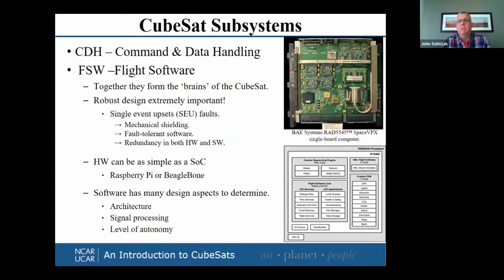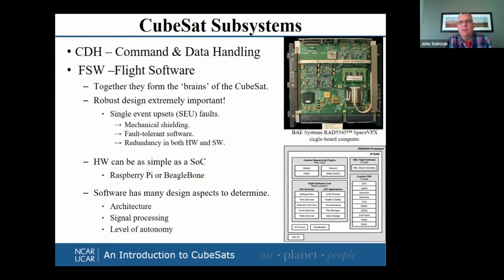As for the hardware, in the upper right I show a BAE Systems RAD hardened flight computer, which is 10 centimeters on edge, so it'll fit into a 3U. That flight computer probably runs several $1,000s. It's very expensive. At the university and high school level, the hardware for command and data handling can be as simple as a Raspberry Pi or a BeagleBone system on a card. They're very commonly used. A couple of satellites I worked on used Raspberry Pi. Another one used a BeagleBone Black for its attitude determination control subsystem.